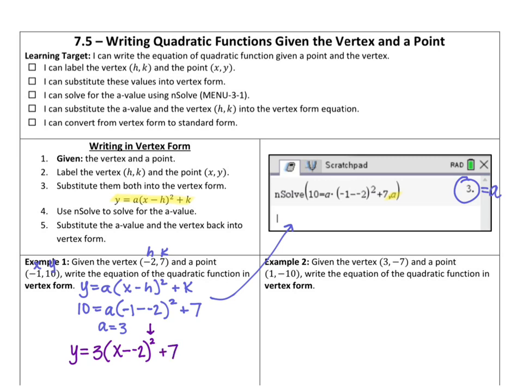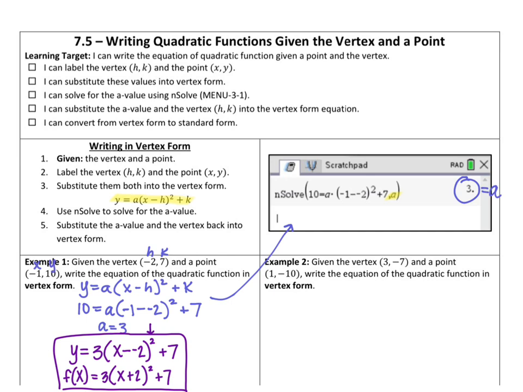Okay, and then the other way, of course, that we could write it if we wanted to would be f of x, or still y, equals 3, parentheses x plus 2, close parentheses, squared, plus 7. Both of these answers are correct. They are showing the exact same thing, vertex form.